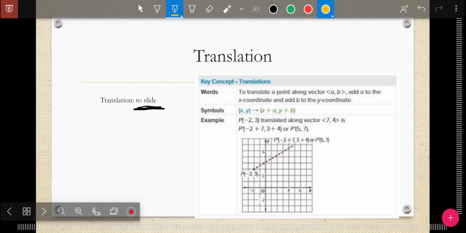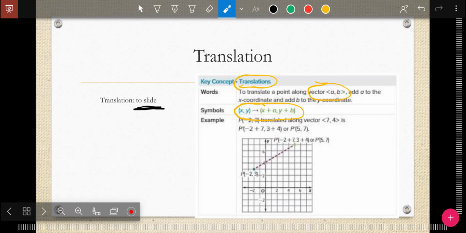Now, probably one of the important things, okay, so this is the note for translations. Translations will always have a vector. And notice here, it's inside parentheses, but they're pointed parentheses, kind of to me look like sideways V's for vector. Right? And that's <a, b> there. And so once I know the vector, I use this rule. (x, y) becomes (x plus a, y plus b), where a is the first thing in the vector, and b is the second thing in the vector.